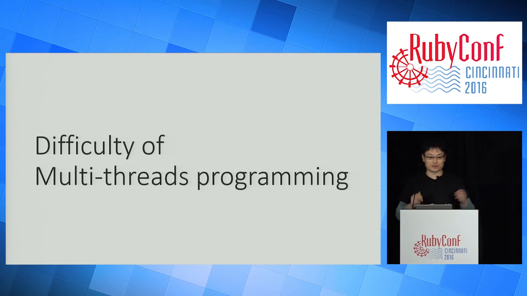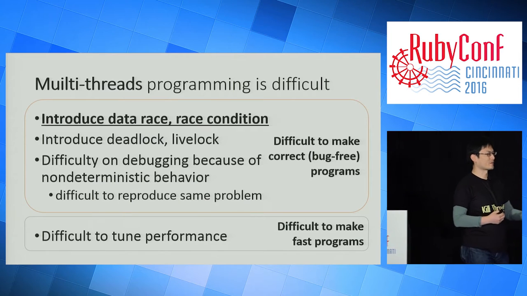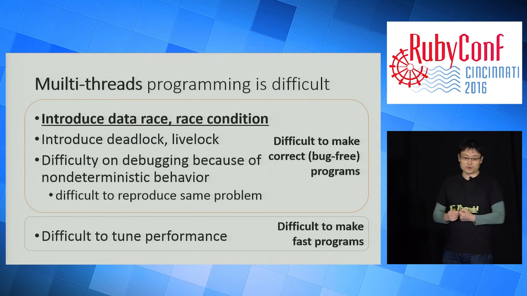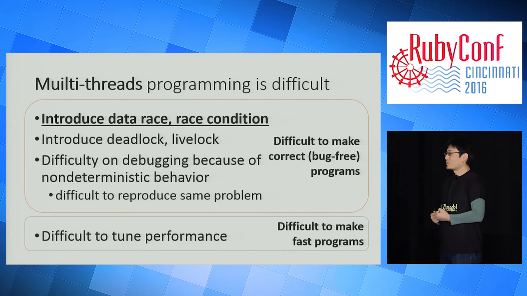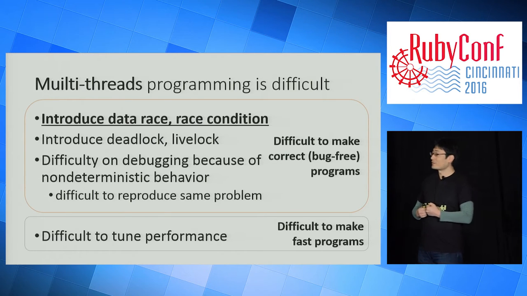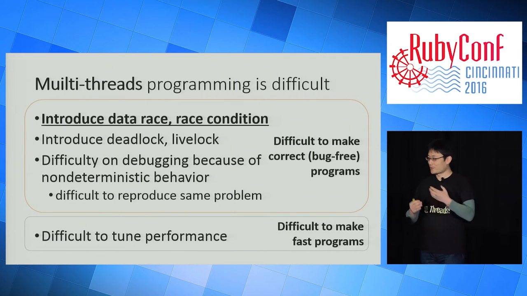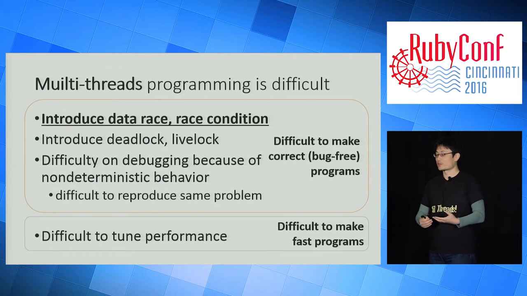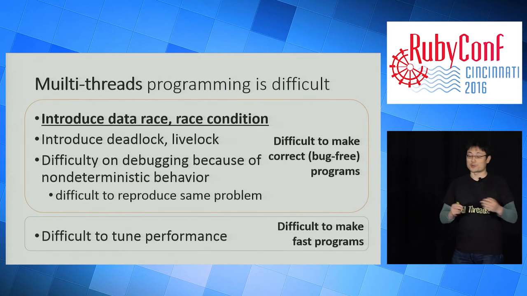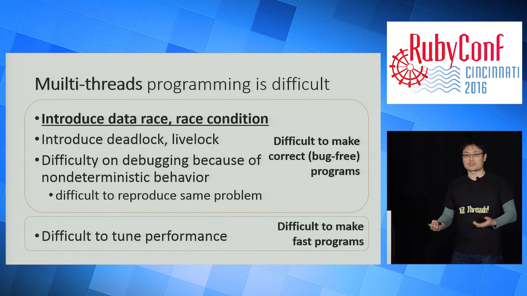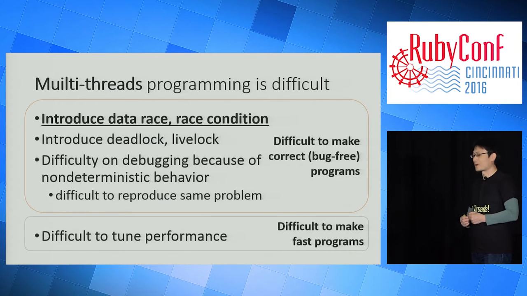At first, I want to show you some difficulties of multi-thread programming. Multi-thread programming has many, many difficulties. It is easy to introduce data races and race conditions, or introduce a deadlock or livelock. It is also difficult to debug because thread behavior is non-deterministic. So it is difficult to find out which is the bug, and we cannot reproduce such a bug. It is very difficult. This is because thread programming depends on the timing. Maybe if you have experience with thread programs, you can understand what I mean. And also, it is difficult to tune the performance of threads.